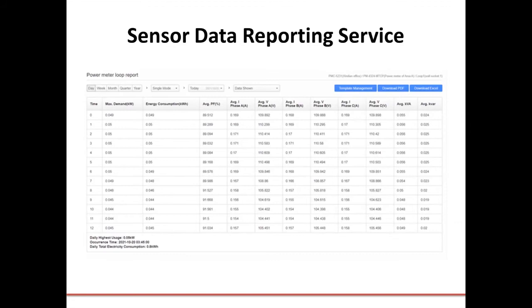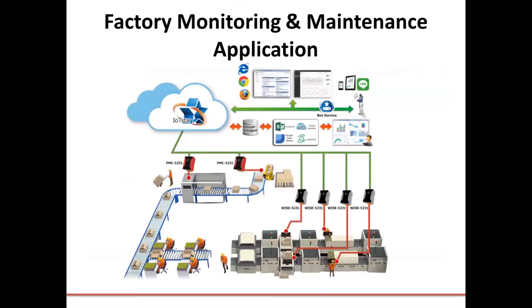So I hope you have a good idea of the benefits and services provided by IoT Star. Now let's quickly look at an application. So this is a smart factory monitoring and maintenance application. To optimize production capacity in the factory, IoT Star provides two key services.